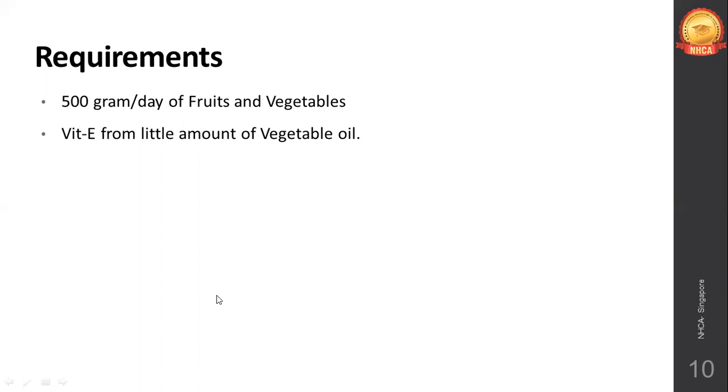Vitamin E from a little amount of vegetable oil can also help, which means on a daily basis use vegetable oils: olive oil, coconut oil, sesame oil, mustard oil, sunflower oil. Cold pressed oils, try to use vegetable oil on a daily basis. The vitamin E present in this vegetable oil also has a very good antioxidant effect.